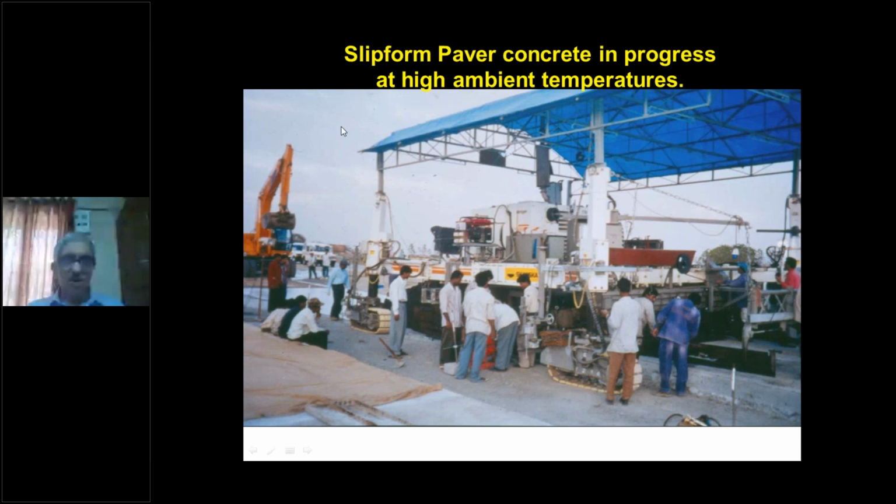These pavers were used on the expressway in high ambient temperatures, so they have put a cover over the equipment. But actually the cover is more required over the concrete which is freshly placed. But here the human beings also needed shelter, so they have put it on the equipment. And this is how the paving equipment rolls.